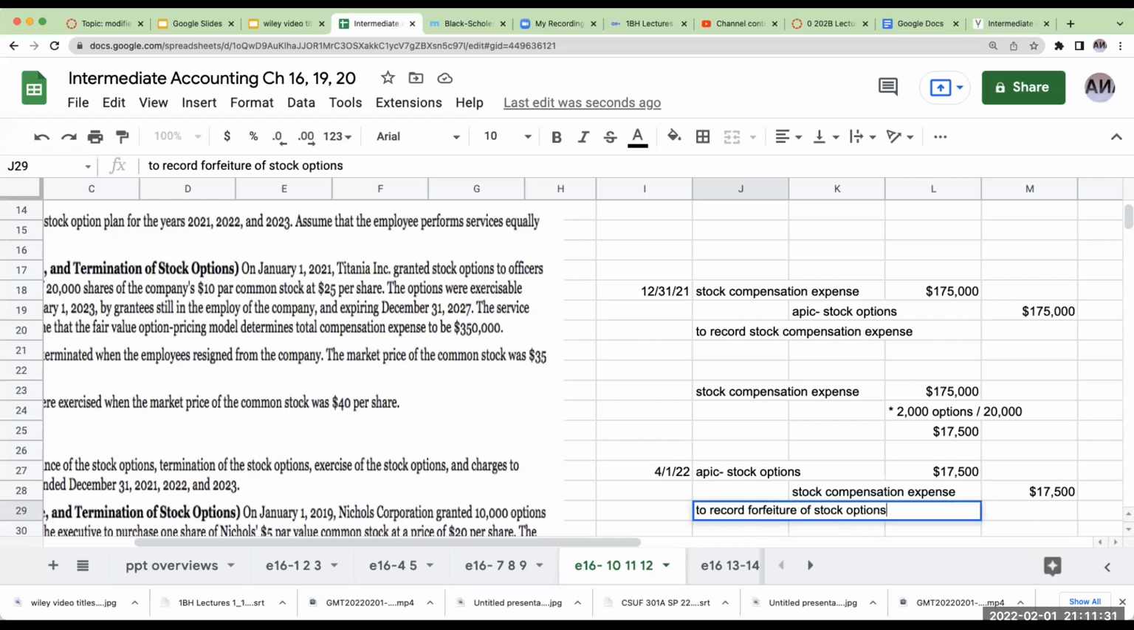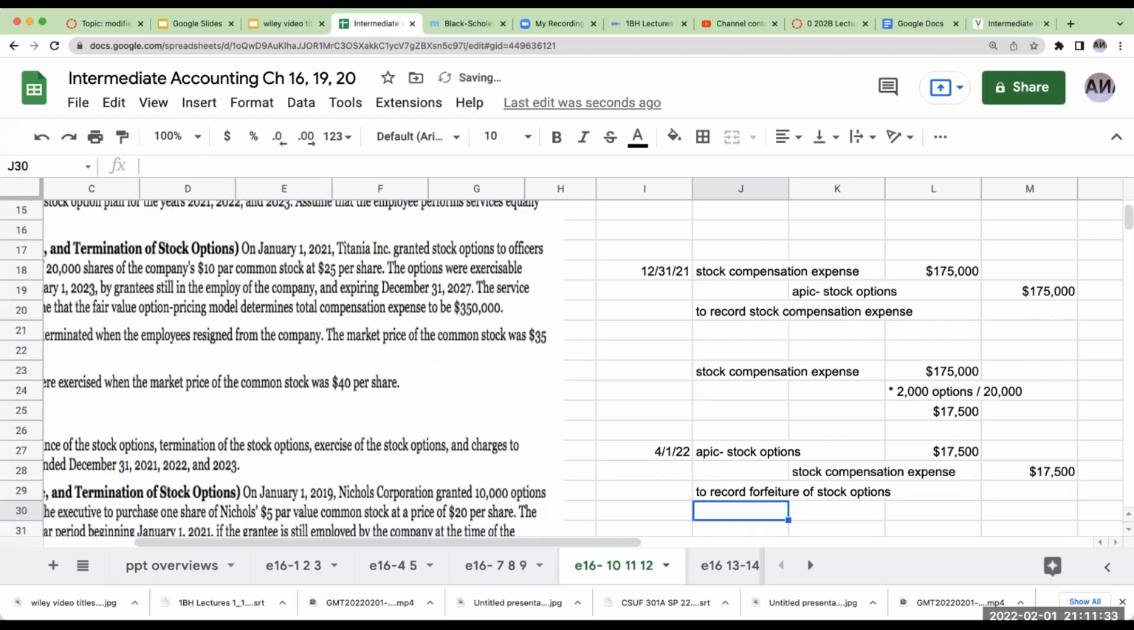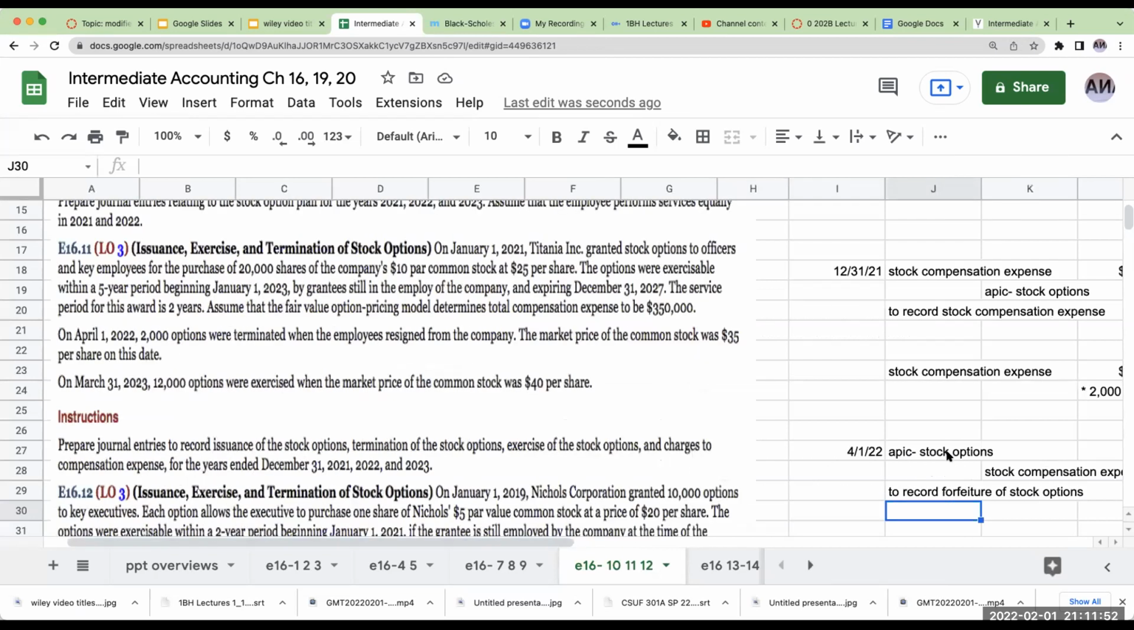of stock options. Now, one of the problems with this is that if we look at the matching principle, if these employees would have resigned earlier, obviously we want to try to match it in the right period. But given that there's that forfeiture language, this is how we're doing it, or this is what the book solution is suggesting.